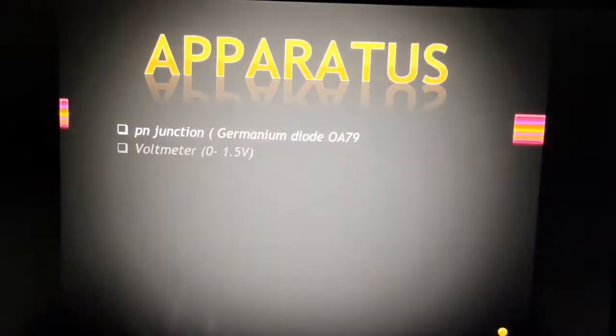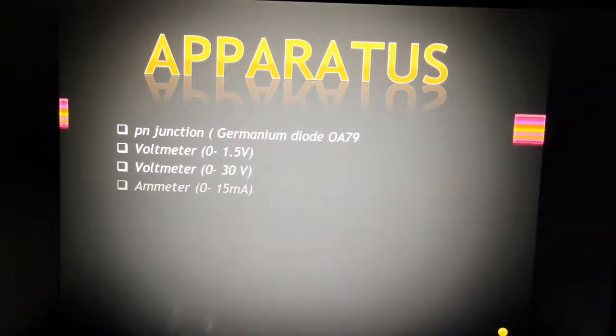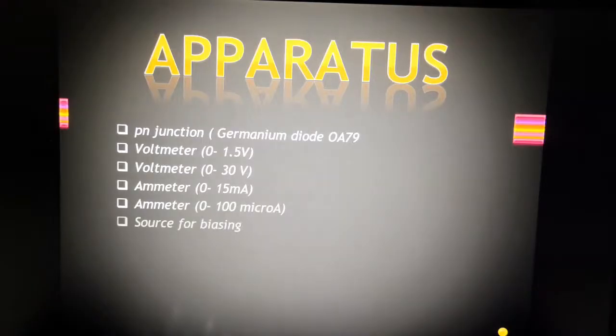Apparatus: PN junction germanium diode OA79, voltmeter of range 0 to 1.5 volts, voltmeter of range 0 to 30 volts, ammeter of range 0 to 15 milliampere, ammeter of range 0 to 100 microampere, and a source for biasing.